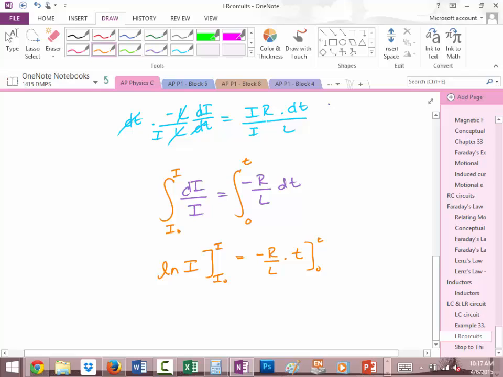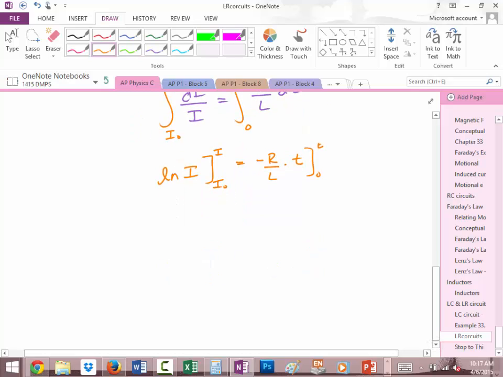Then when we evaluate both sides, the natural log part is just going to be the fraction. Does that make sense? So let's write it out one step at a time. So natural log of I over I naught is equal to negative R over L times T. And I don't like natural logs. I want to solve that for I. So what funky thing am I going to do now? This is really not hard.